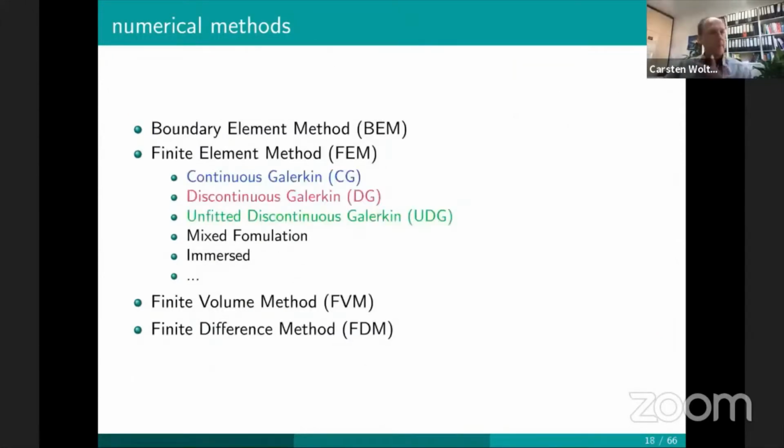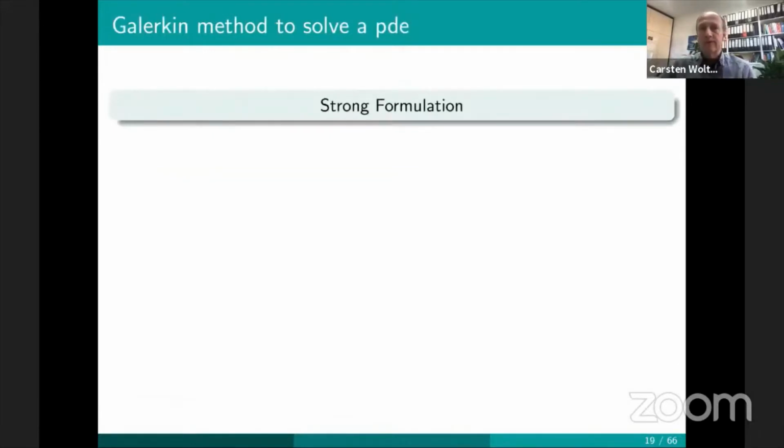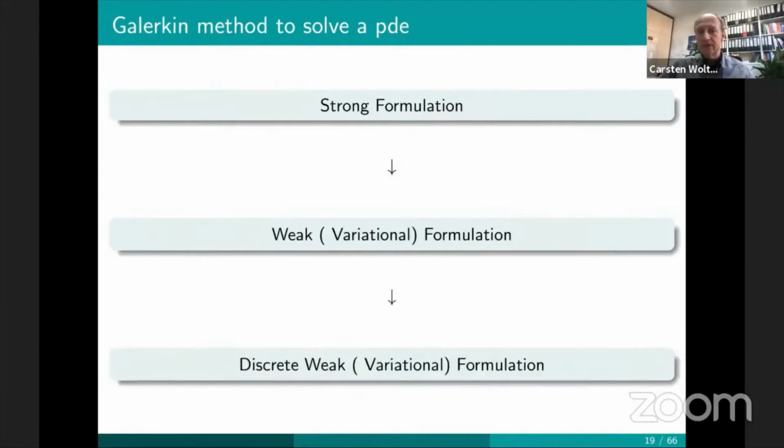Okay, so what I want to present in the first part, still the slides of Maria Carla, are the continuous Galerkin, the discontinuous Galerkin, and the UDG methods, how they are different, how they are similar, and what we might be able to do with those. So in Galerkin methods, what we first have is a strong formulation. From the strong formulation, we derive a weak variational formulation. Then we discretize this weak formulation and solve it with linear algebra, so solutions of large linear equation systems.